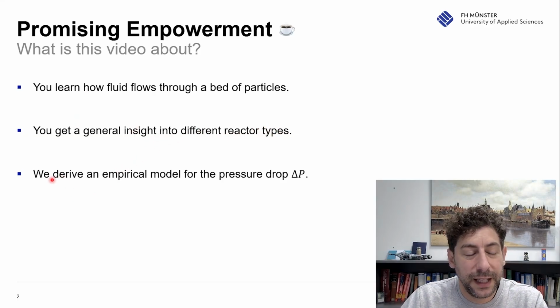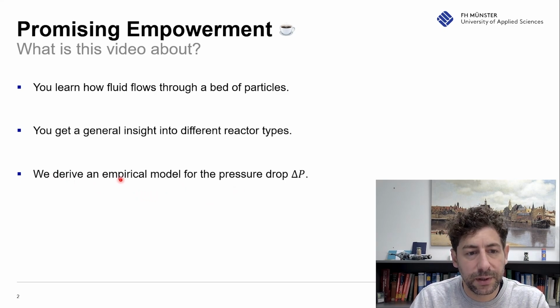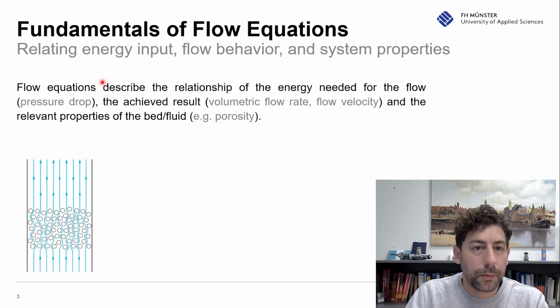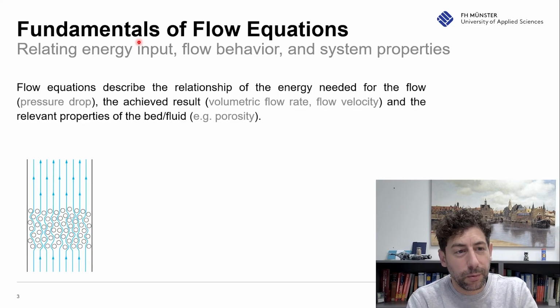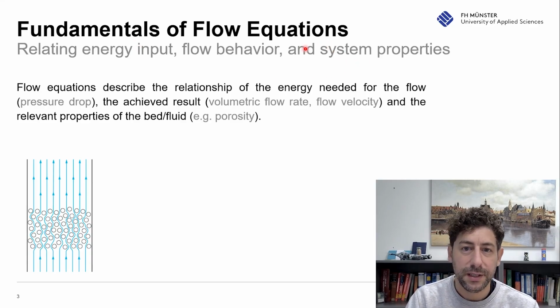And the aim is that we derive an empirical model for the pressure drop. So there are specific models and we will talk about them in a different video, but the idea is to derive an empirical model, which is quite general, to get an idea about the pressure drop. So the fundamentals of flow equation is to relate energy input, flow behavior, and system properties, as you see here.